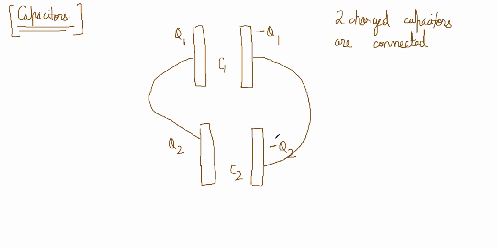Now if you connect it with a wire, what happens is the potential here in the wire is the same and here it is the same, right? Potential in this connected portion has to be the same, no?